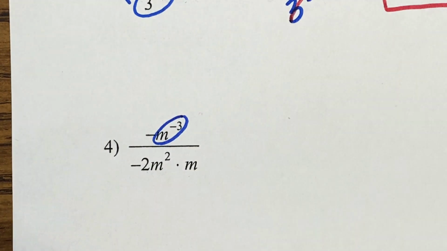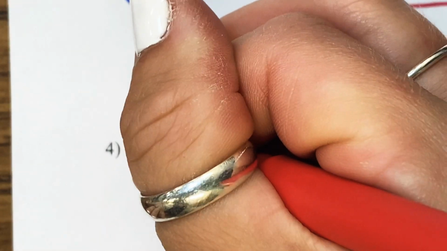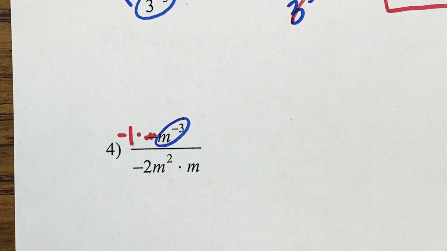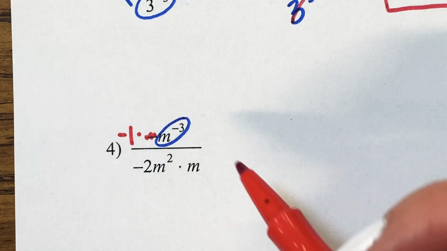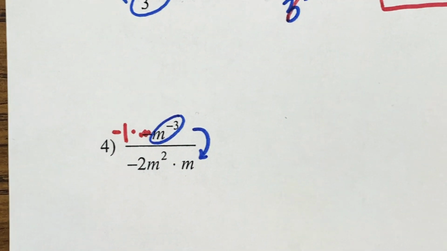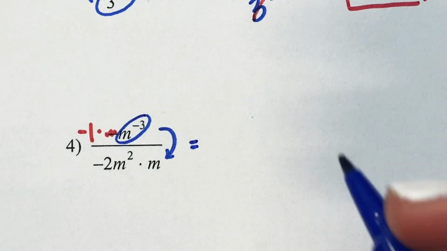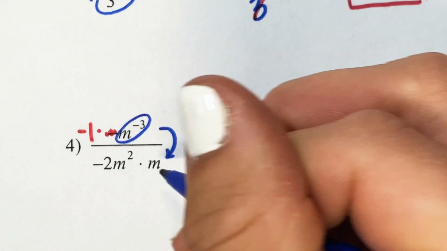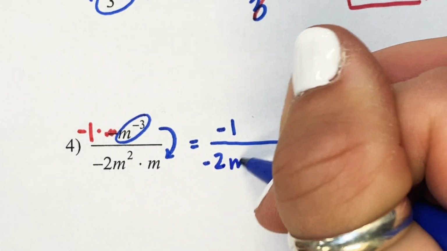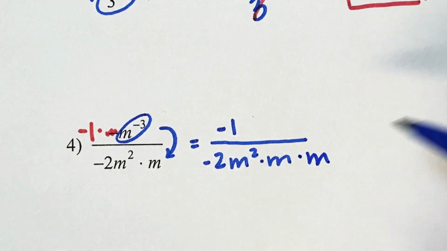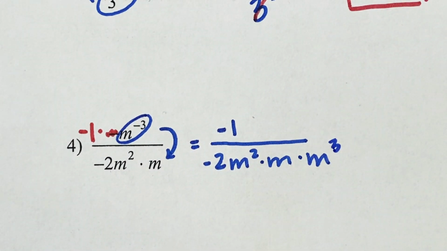That negative sign technically means -1 times m to the -3, so it's only attached to the m. It only moves that m, from the numerator to the denominator. Now let's write it out. The only thing I have left on top is that -1. On bottom I have a -2 m squared times m that was already there, and now times m, it was -3, but now it's +3.